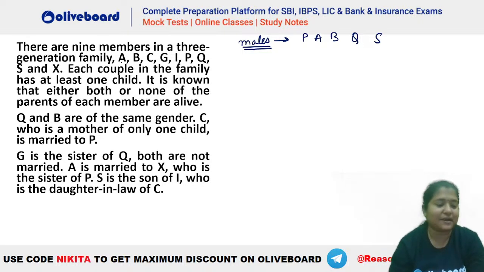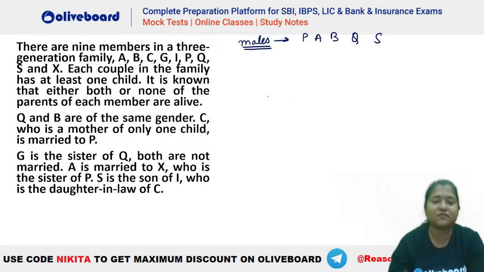Let's draw the diagram, right? What is given here? There are 9 members in this family. There are 3 generations here. Each couple in the family has at least one child, right? So if there is a couple, the couple should have at least one child, and it is known that either both or none of the parents of the person has to be alive. Okay. So it is given Q and B are of the same gender.